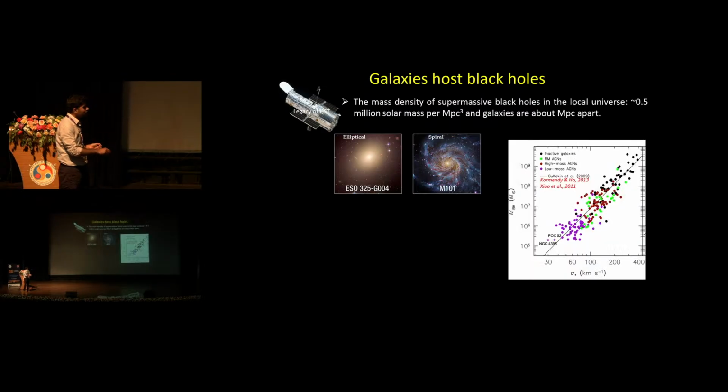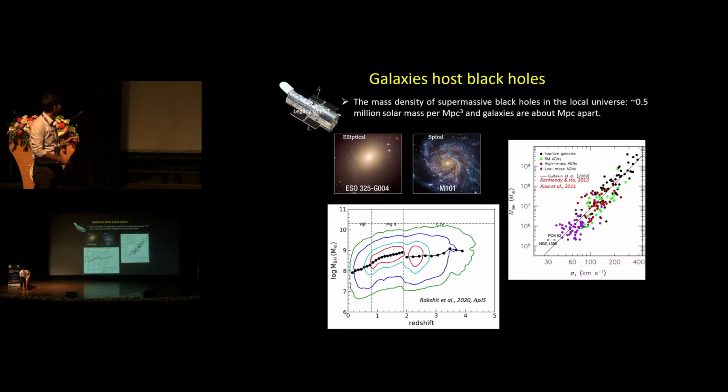And the black holes sitting at the center influence the large-scale host galaxy via feeding and feedback mechanisms, and there is the so-called M-sigma relation, which is very strong. This is true for inactive galaxies as well as reverberation-mapped AGNs, and high and low mass AGNs. So if you plot the black hole masses as a function of redshift, what you see is here.